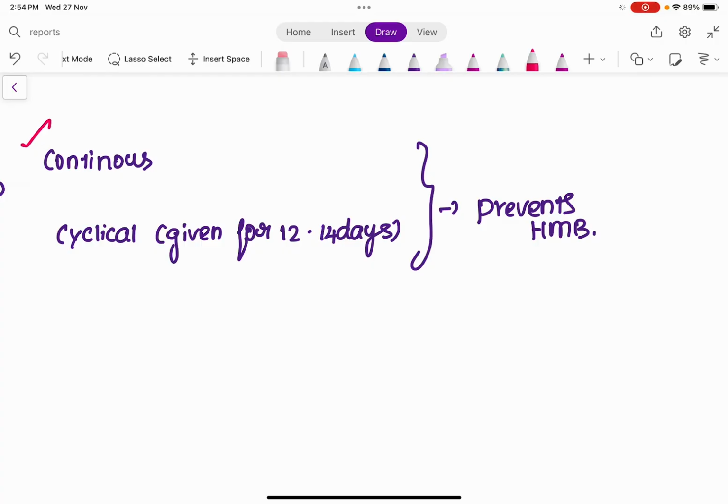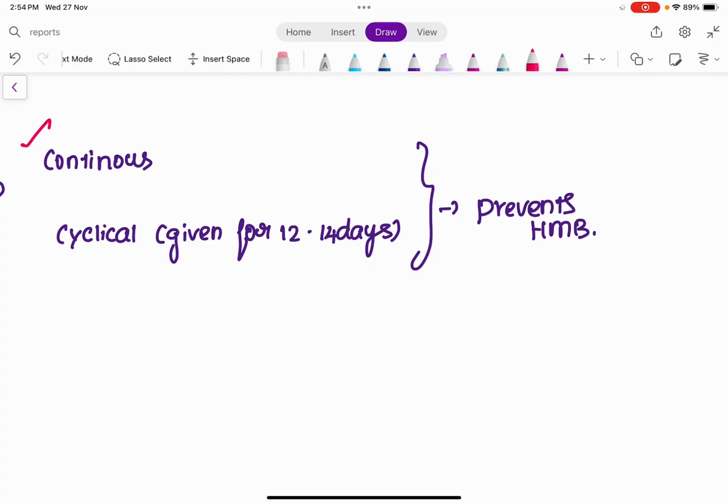If you give in the continuous manner, since there is going to be no withdrawal of the progesterone, the patient will never bleed at all. But if you give in a cyclical manner, you give it for 12 to 14 days and then you stop the progesterone, the patient will have bleeding, and then ask her to start the progesterone for the next cycle for 12 to 14 days and ask her to stop again. She will have bleeding, and in this way the menstrual cycle in that female will get regularized and the bleeding will also get controlled.